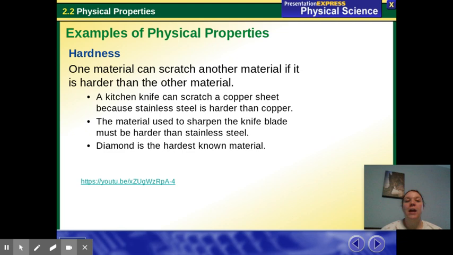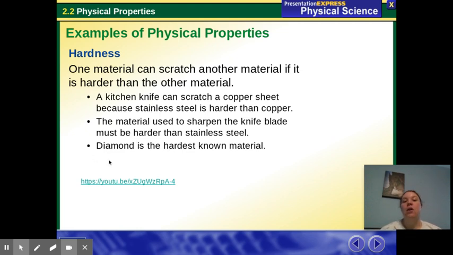The next one we're going to look at is hardness. So when one material can scratch another, it's considered to be harder than the other material. This is one that gets used a lot in geology. There's actually a scale for hardness called Mohs hardness scale. I'll have some more information on that a little later. Some examples here, a kitchen knife, which is made out of steel, can scratch a copper sheet. This means that stainless steel is considered harder than copper.